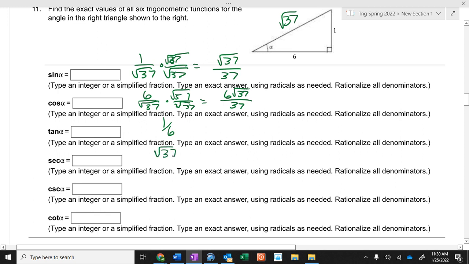Square root of 37 over... No! 6. Secant is the inverse of cosine, not the inverse of sine. Don't just think, well, since that's first, this goes with this. No, no, no, no, no. Make sure you read what you're supposed to be doing. What's the cosecant of alpha? Square root of 37 over 1, which is just square root of 37. What's cotangent of alpha? 6 over 1, which is just 6.